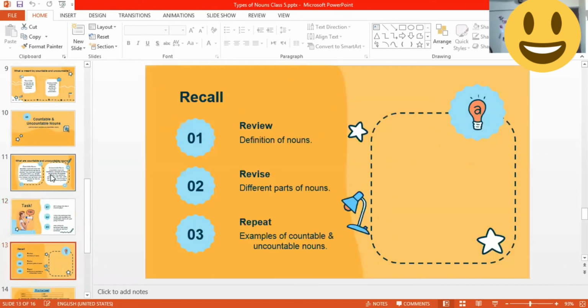Now let's recall. We refreshed the definition of nouns. We learned that nouns have different parts like uncountable and countable nouns. And we also discussed the examples of countable and uncountable nouns. The examples of countable nouns were cat, cats, woman, women, country, countries. And for uncountable nouns we read many: rain, flower, wood, the hair. These are all examples of uncountable nouns.